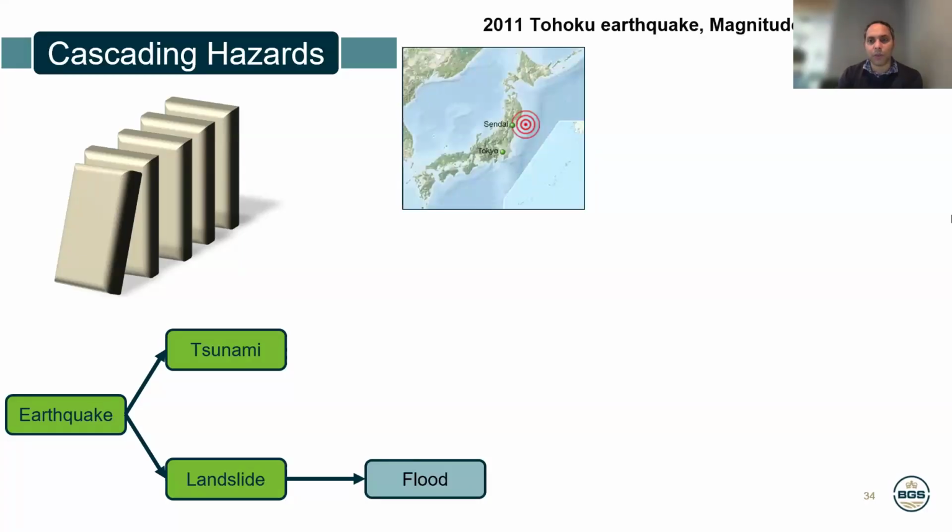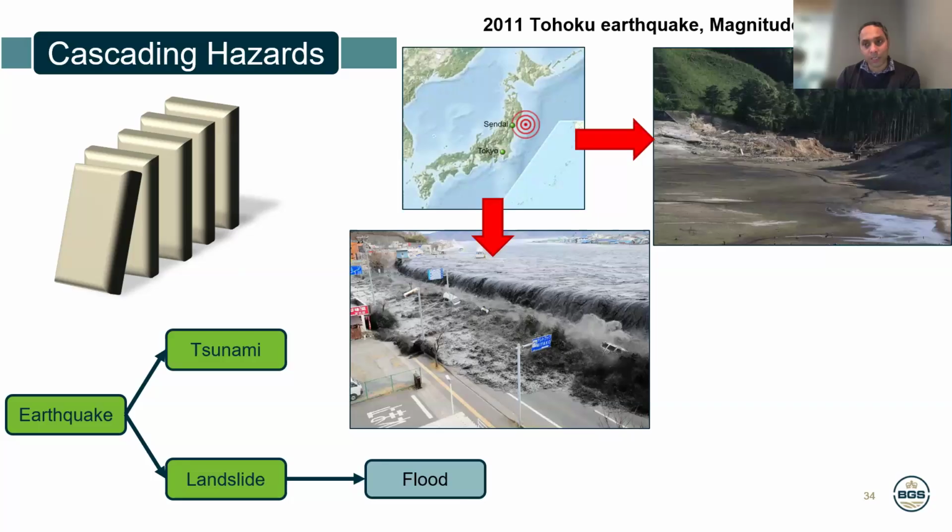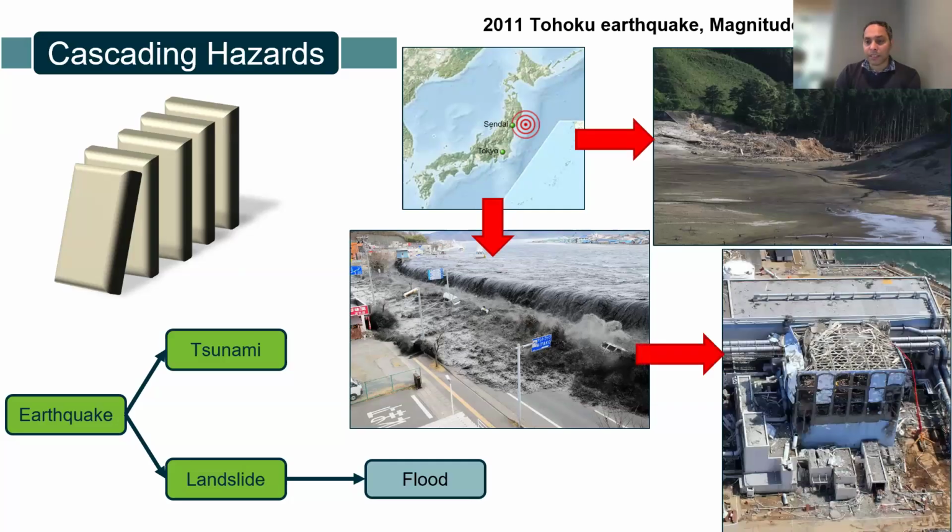Here's a good example of one of these. The 2011 Tohoku earthquake, at magnitude 9.1 off the east coast of Japan, generated a very large tsunami. Many of you will have seen the videos that came out of that. It also generated thousands of landslides. This particular landslide destroyed a dam that flooded a village downslope. And this tsunami, as you'll remember, famously led to an explosion at the nuclear power plant. So this natural hazard cascade interacted and led to a man-made disaster as well. So this is what we call a multi-hazard event.